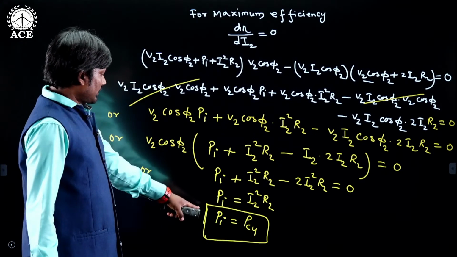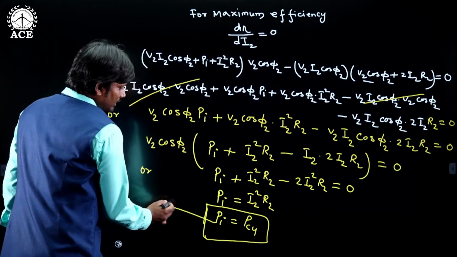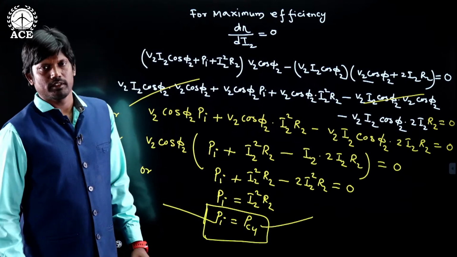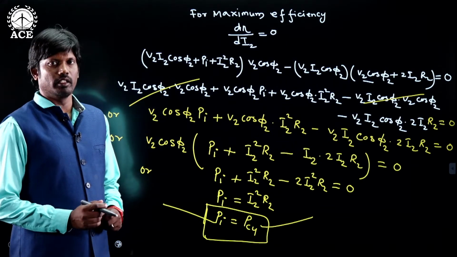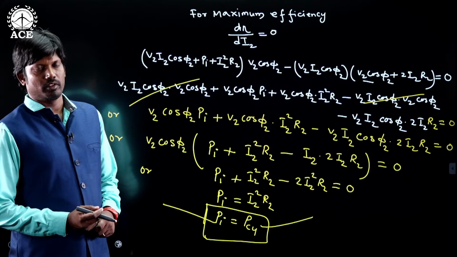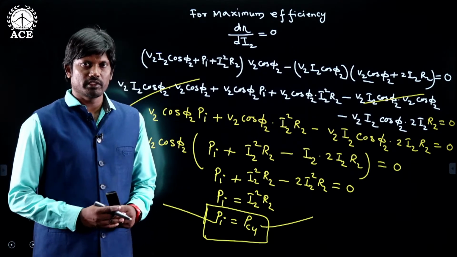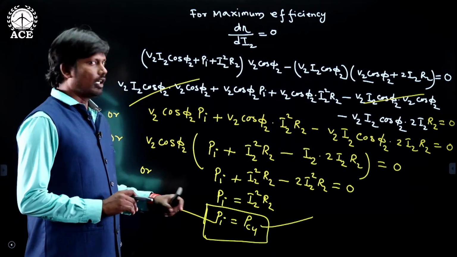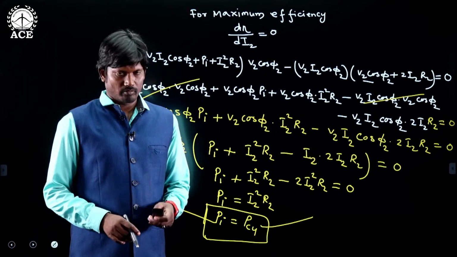Pi are called the iron losses, and Pcu are called the copper losses. When the copper losses are equal to iron losses, then only we will get the maximum efficiency of the transformer. The condition of maximum efficiency of the transformer is that the copper losses should be equal to the iron losses. Thank you.